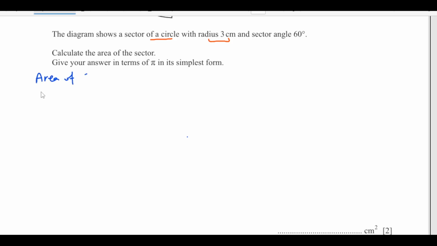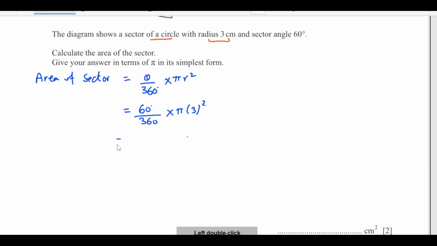Area of sector is theta over 360 times pi r squared. Now, we will take degrees because the angle given to us is in degrees. We are not using radians now. So, the angle is 60 degrees over 360 pi, and r, the radius, is 3 centimeters. We will just calculate this.